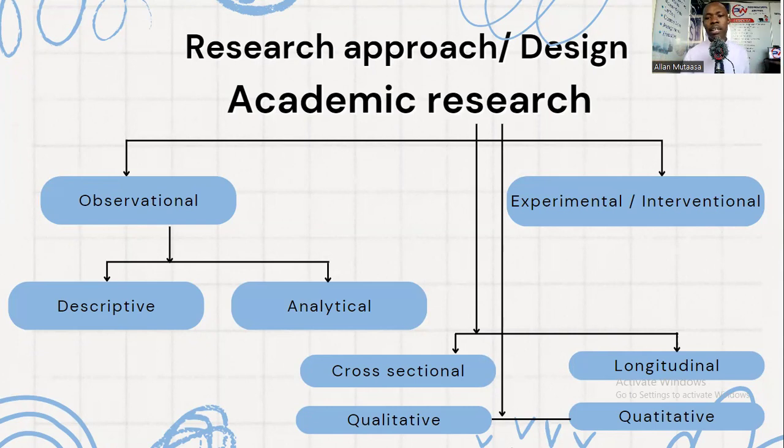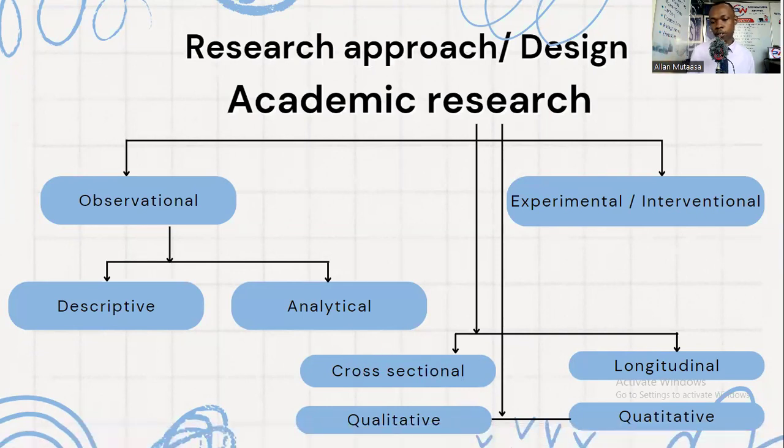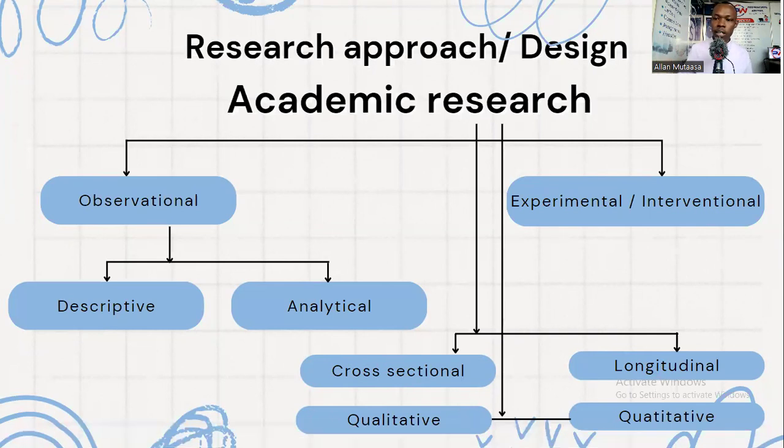And then we can still subdivide academic research by how many times we are going to interact with our respondents or our participants. We could decide to interact with our participants only once at a single occasion. And we call that study a cross-sectional study because we are going to interact with these people only at a single occasion. If the study needs us to interact with these respondents on more than one occasion, we call it a longitudinal study. So in a longitudinal study, you're going to interact with the respondents more than once.